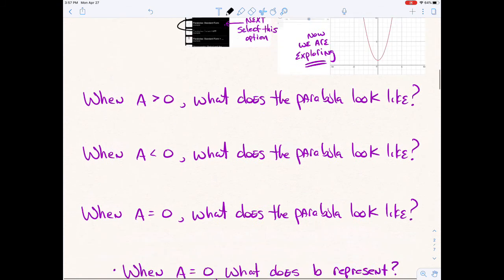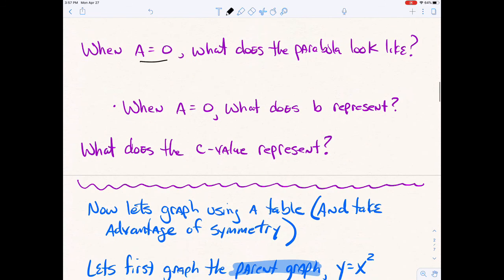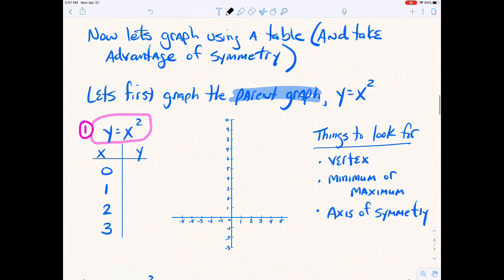And then in theory, you could answer all of these purple questions. What happens when A is greater than 0? What happens when A is less than 0? What happens when A equals 0? And what would happen if the C value changes up or down or stays at 0? So with that in mind, let's go ahead and move on to the stuff that I have in blue.